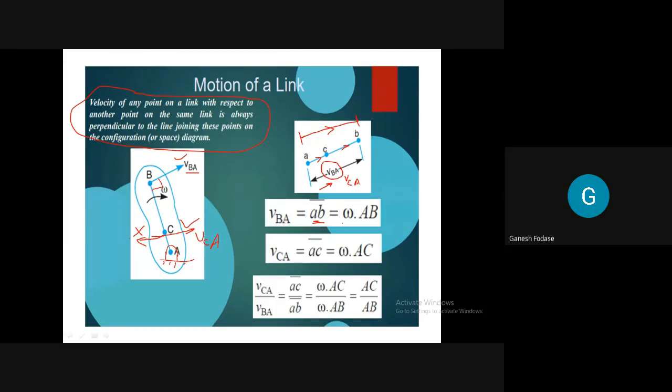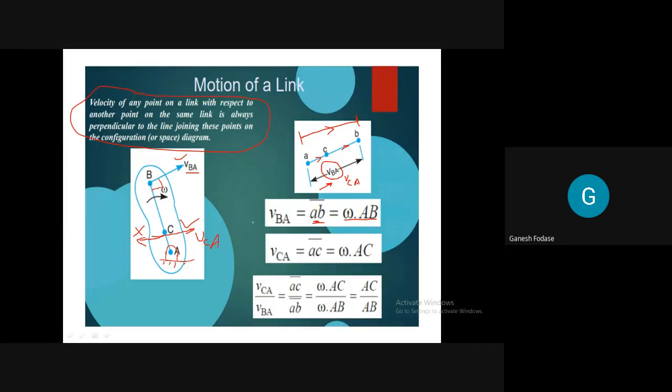And it is given by omega into AB. How to find this vector length? It is nothing but omega into AB, angular velocity into actual length. So I have to draw this vector. To get this vector, I must know what is angular velocity and how much is the distance between those two points. If I know angular velocity and the distance between those two points, I can get the length of the vector. And length of the vector is nothing but magnitude of velocity.